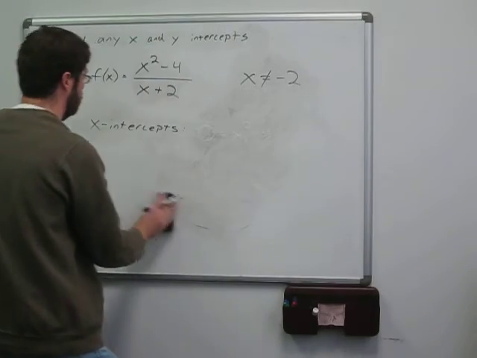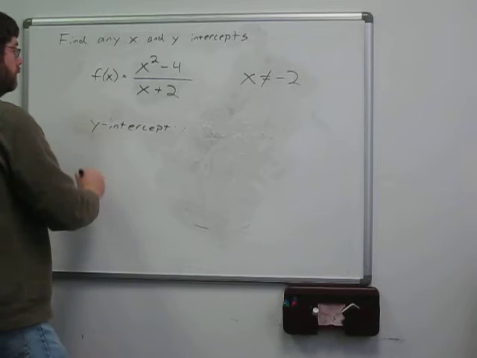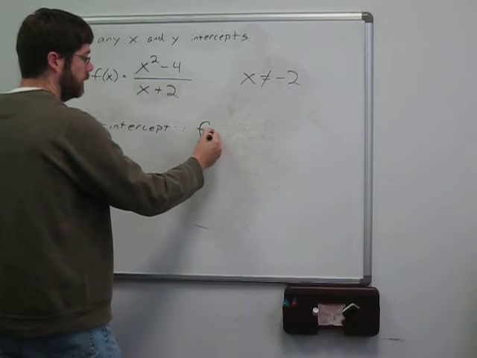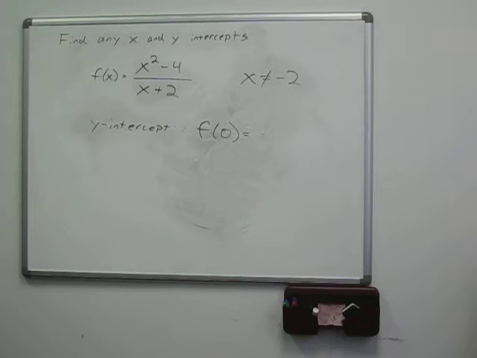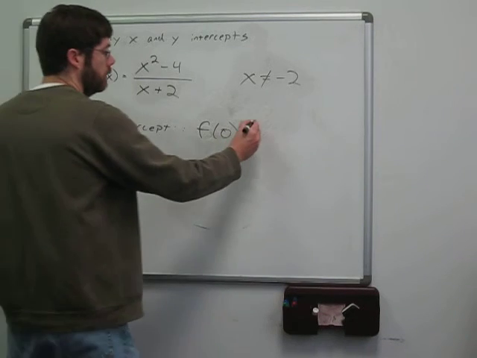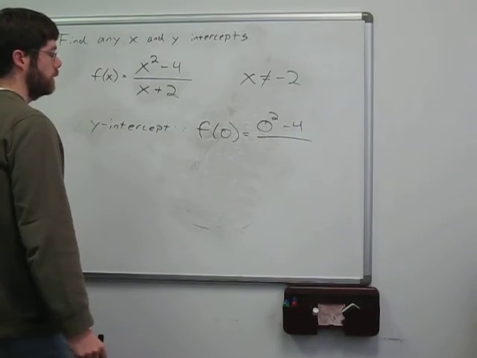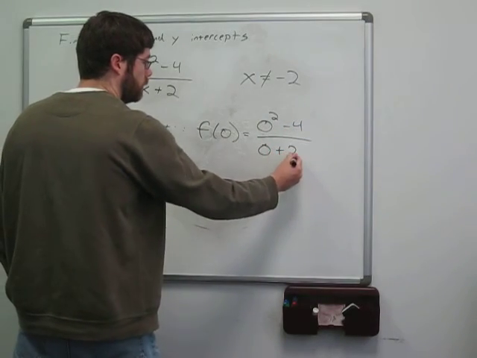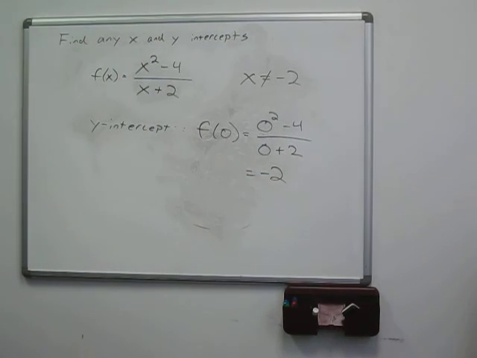Y-intercepts. Again, 0 is in our domain, so we're going to go ahead and plug 0 into our function. We get 0 squared over 0 plus 2, which is 0.